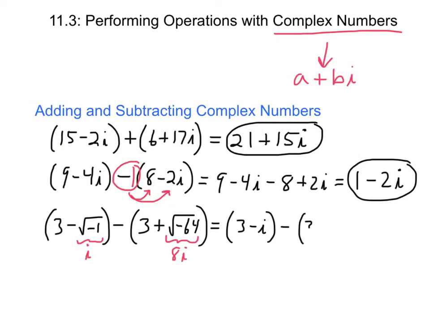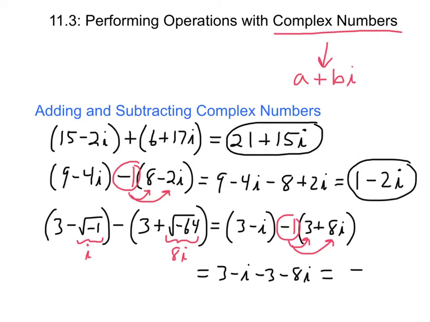minus 3 plus 8i. Now again, we have to make sure we deal with the subtraction correctly. We're going to distribute the negative 1 through the second set of parentheses first. And that would give us 3 minus i minus 3 minus 8i. And then after we distribute the negative 1, we can just combine the like terms. So we have 3 minus 3 is just 0. And then negative i and minus 8i would be negative 9i. And so that would be our answer.